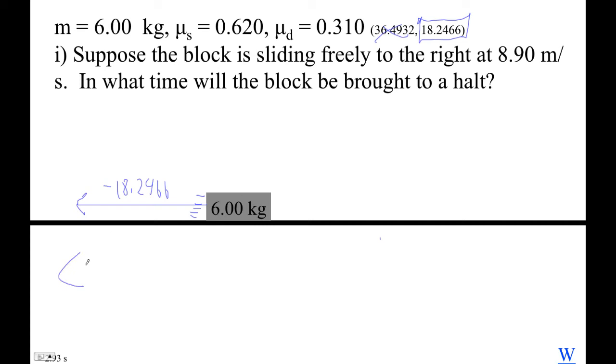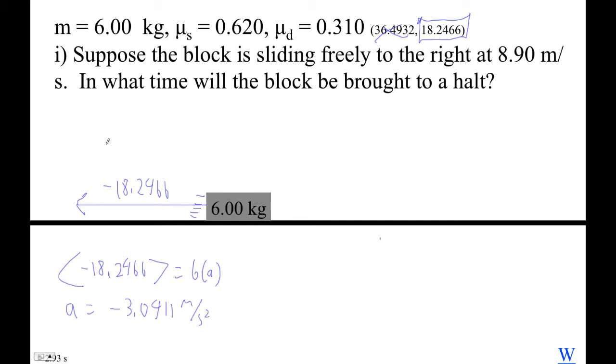So let's figure this out, right? This is negative 18.2466, our only force, is equal to 6 times a. So let's do this. Negative 18.2466 divided by 6. And I get that the acceleration is negative 3.0411 meters per second squared.